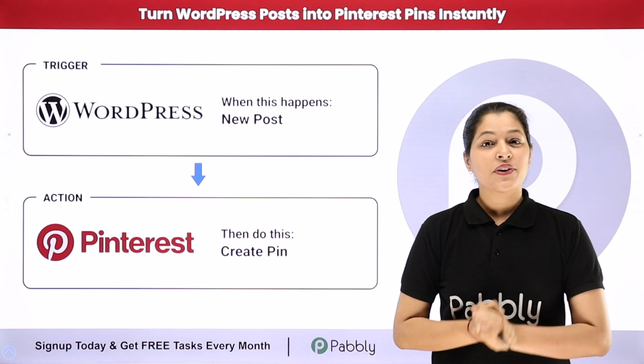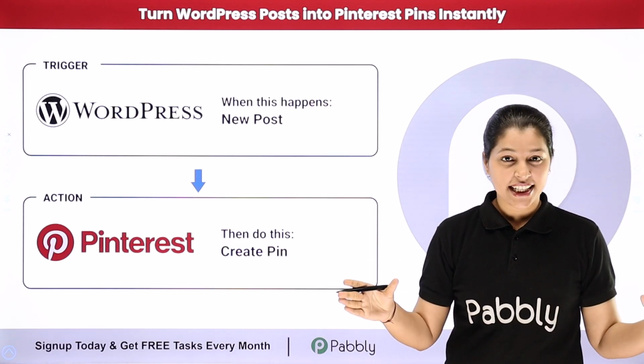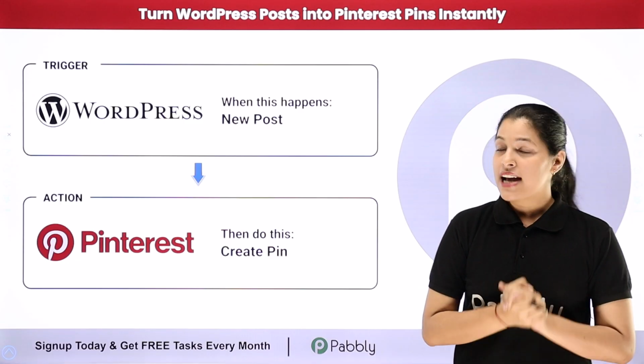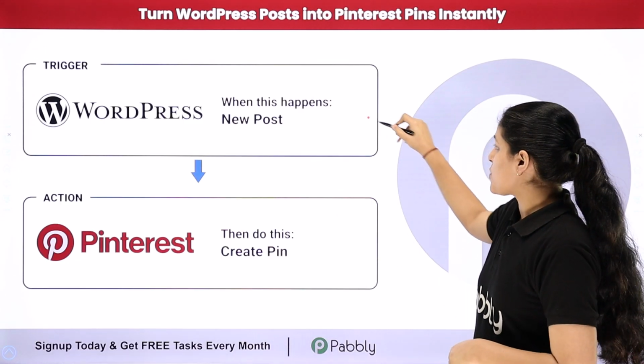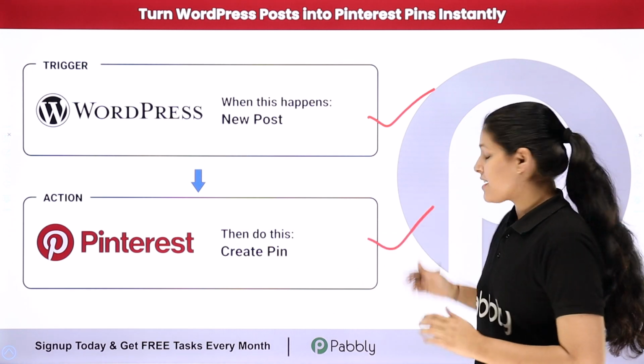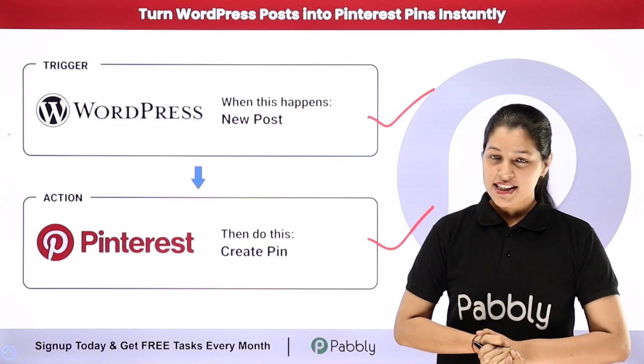And we are going to create this automation using Pabbly Connect, which can integrate different applications and start automating your work. So now in this video, as soon as we receive a new post on our WordPress, we are going to create a pin in Pinterest. So if you also want to create this automation, then let me take you towards my screen.